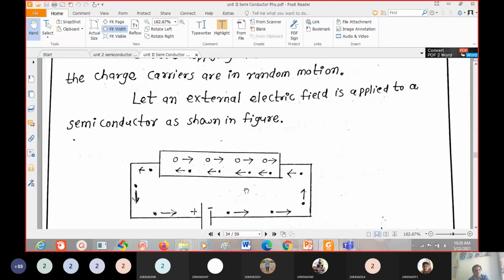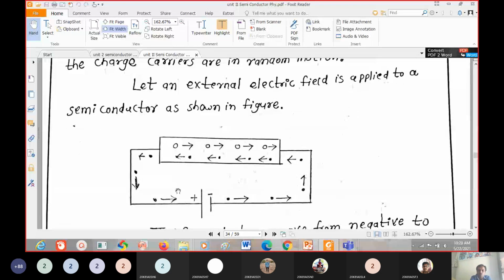If you apply a voltage difference or potential difference, then due to that voltage, current passes through the circuit. That current we call drift current. So this is about the drift current.